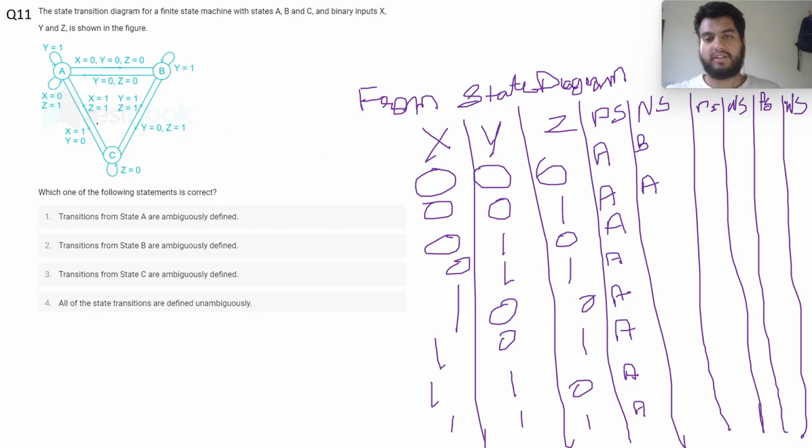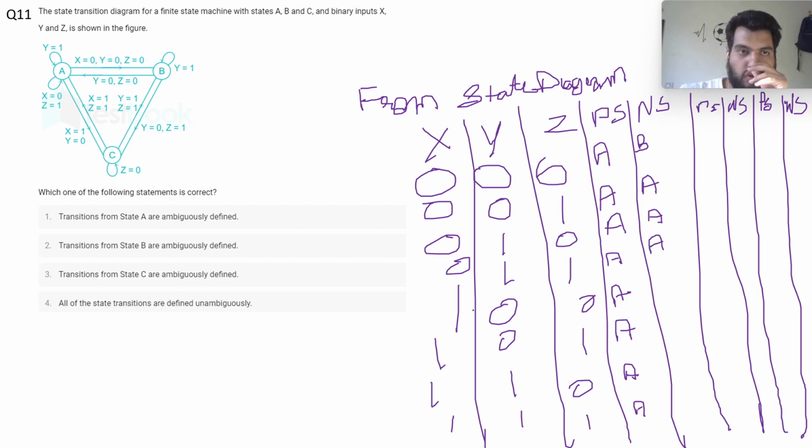Now when X equals 0 and Y equals 1, so Y equals 1, whatever X and Z are, I don't care, so I'll just remain at A. When X equals 0, Y equals 1, I don't care about any other condition, so I'll just remain at A.